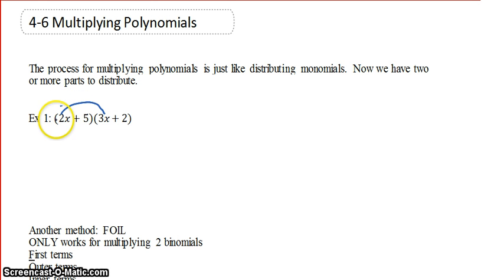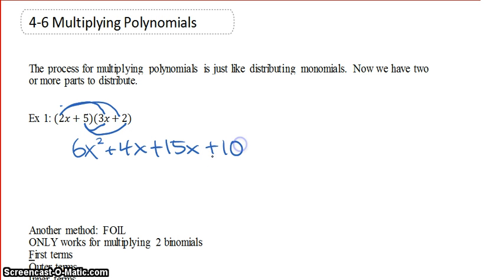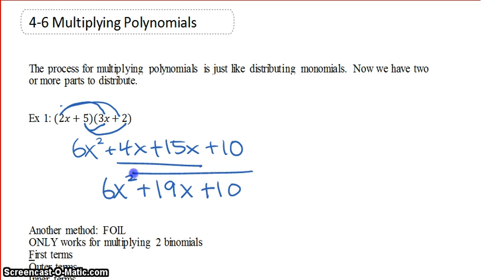2x times 3x is 6x squared. Multiply the numbers, multiply x times x, which is x squared because you add the exponents. 2x times 2, which is 4x. 5 times 3x, which is 15x. And 5 times 2, which is 10. I'm going to go ahead and combine like terms, so I get 6x squared plus 19x plus 10. And this is what you have.